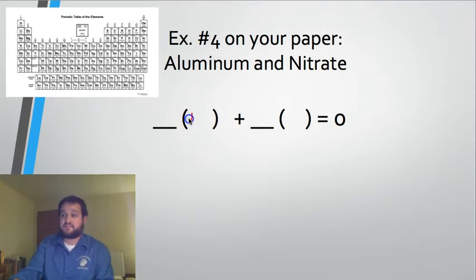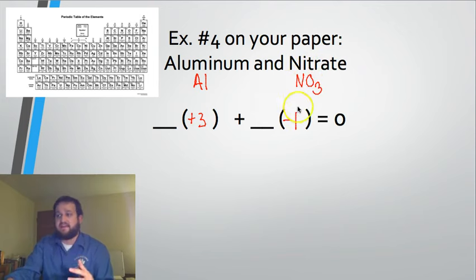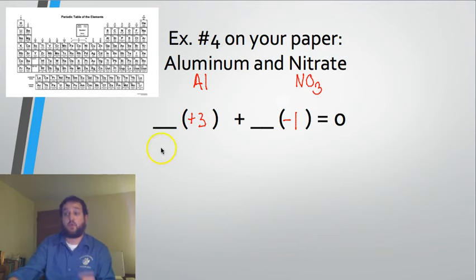Aluminum had a +3 charge. Nitrate had a -1 charge. Okay, I'm going to go ahead and write out the symbols up here for now. We had aluminum Al and NO3. That whole thing is nitrate. That whole grouping of atoms is an ion that has a -1 charge. So now we need to figure out the different number of atoms or ions that we need. We need to figure out what goes on the lines here.